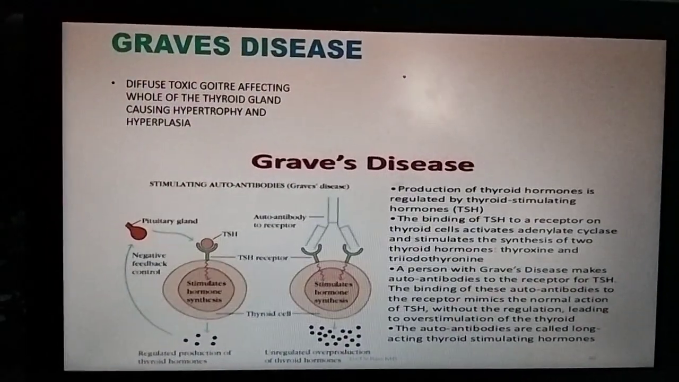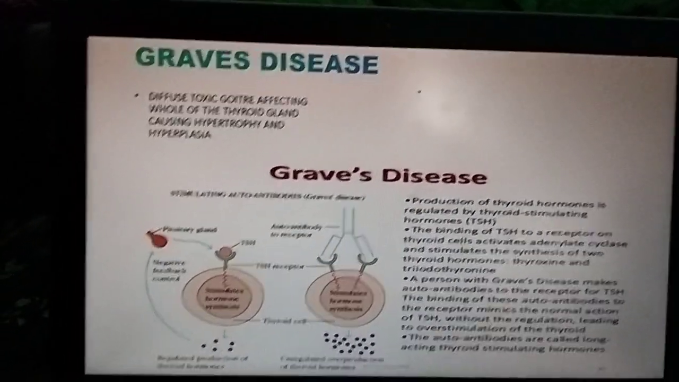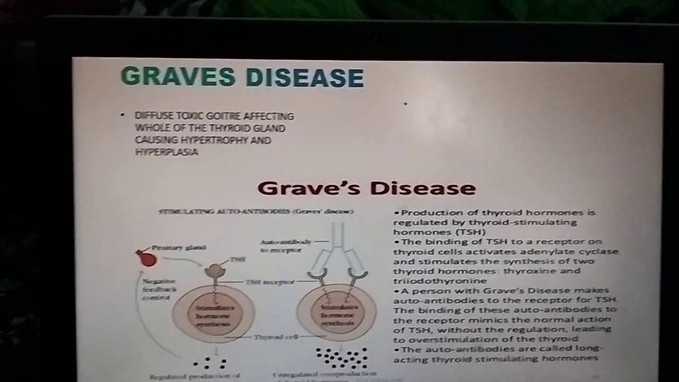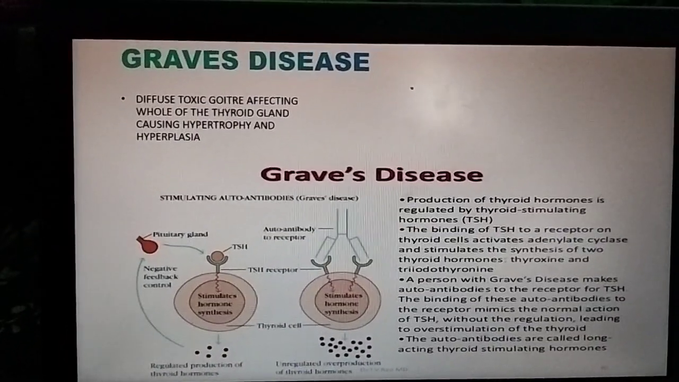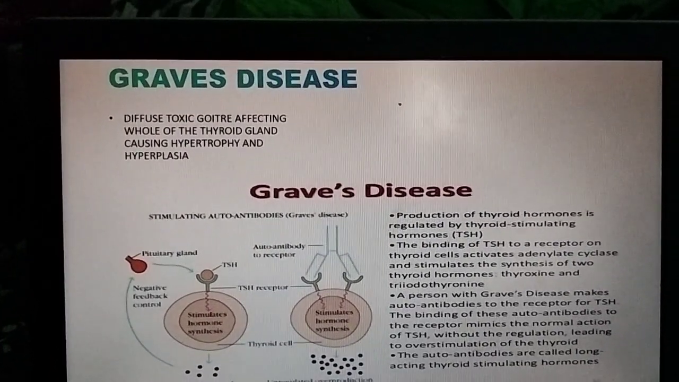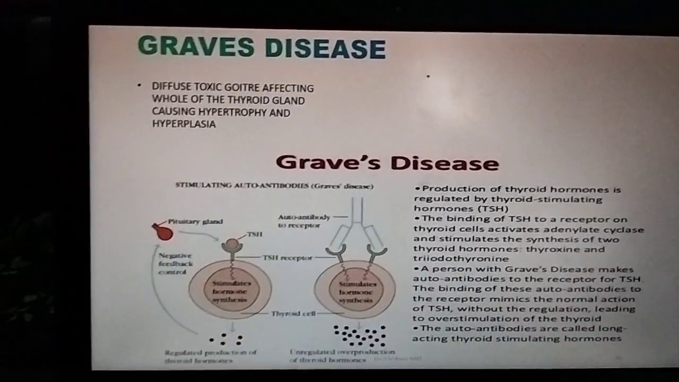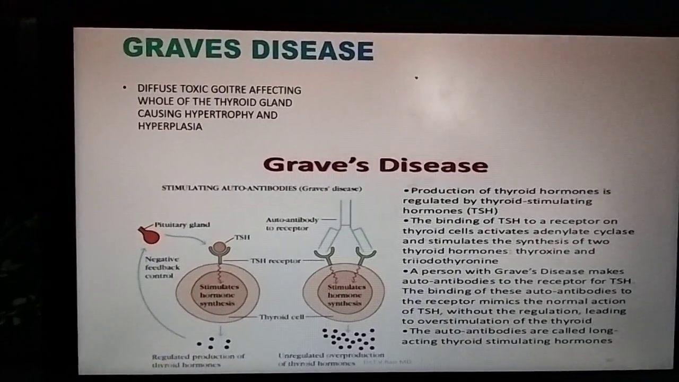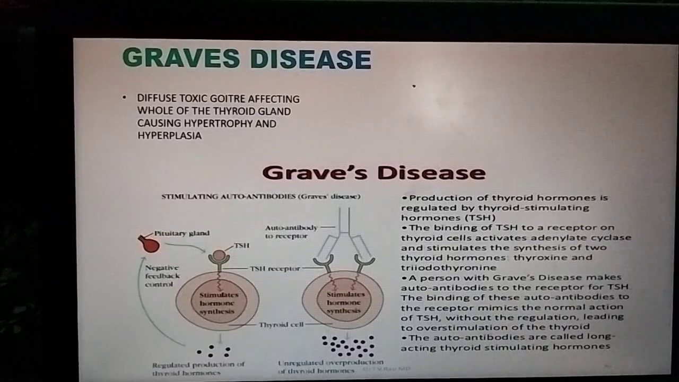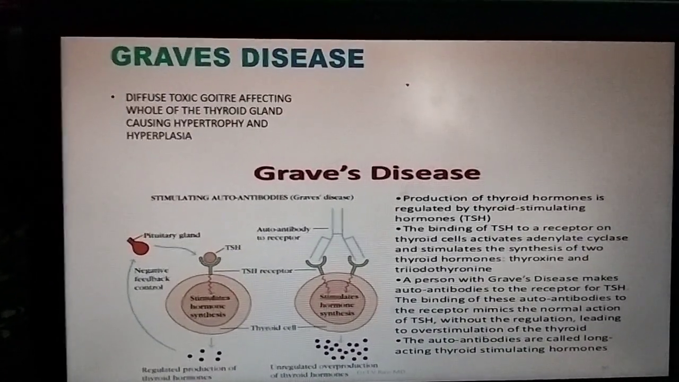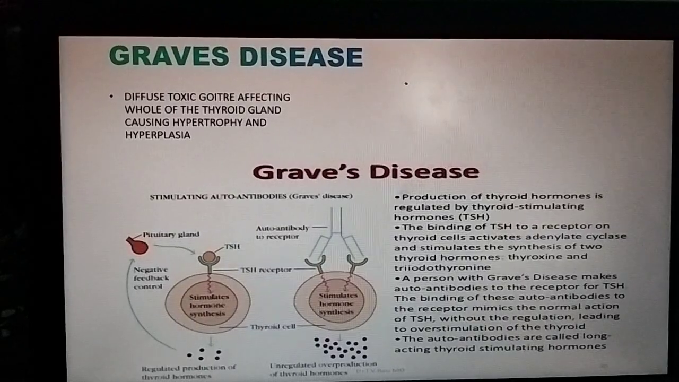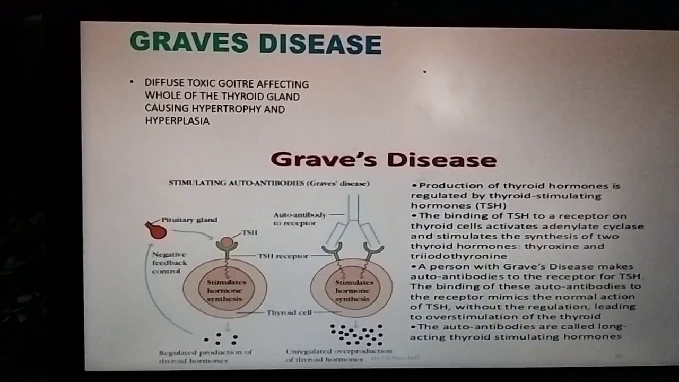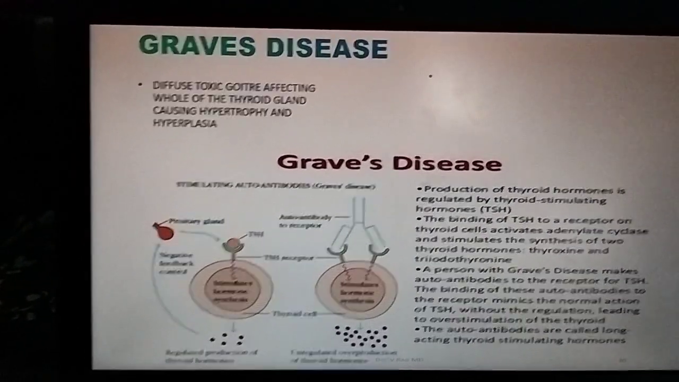Firstly, Graves' disease. What is this Graves' disease? It is a diffuse goiter of the functioning thyroid gland, which causes hypertrophy and hyperplasia, which leads to increased secretion of thyroid hormones by some stimulators like LATS, long acting thyroid stimulator. Normally, the thyroid stimulating hormone is released by the anterior pituitary and binds to the thyroid gland, which stimulates adenylyl cyclase to produce thyroxine and triiodothyronine.